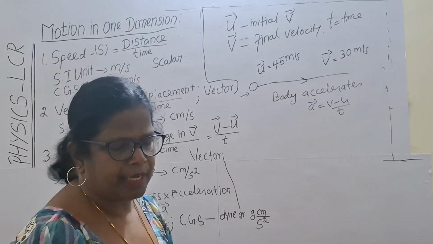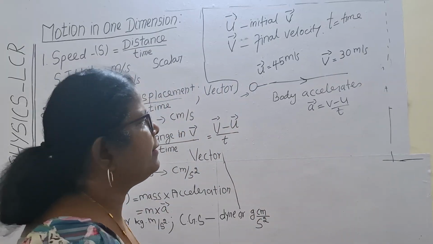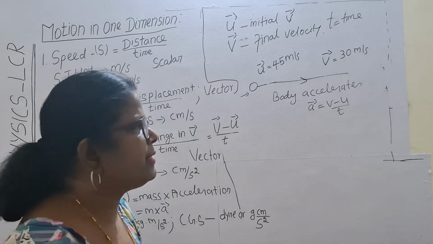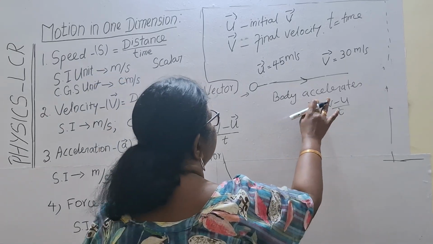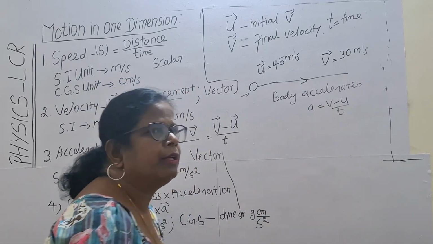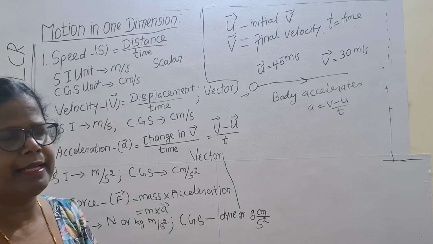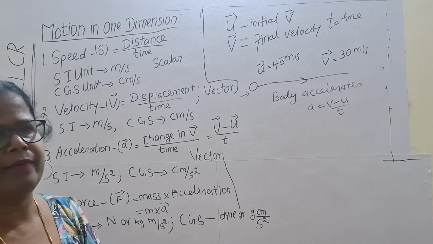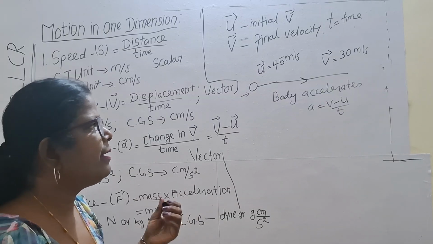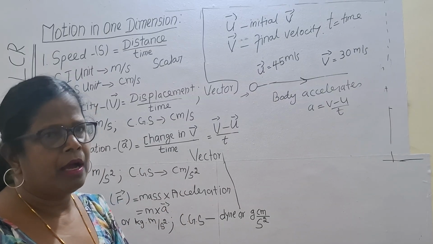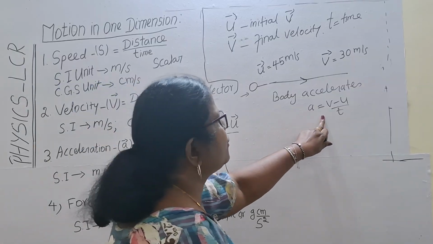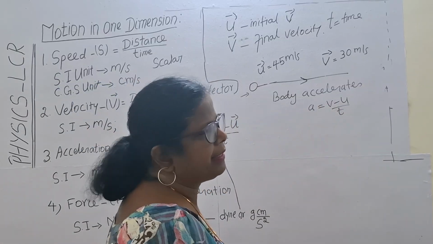Always we are not putting the arrow mark. We can understand v minus u by t. It is a velocity, a vector quantity. Acceleration is a vector quantity, and initial velocity is also a vector quantity. Always we are not mentioning this. So acceleration equals change in velocity by time.